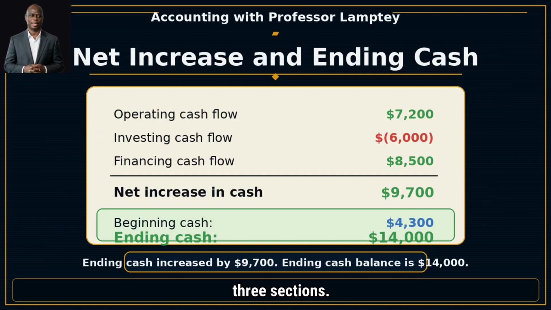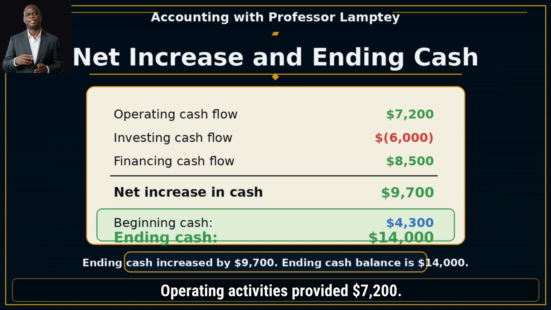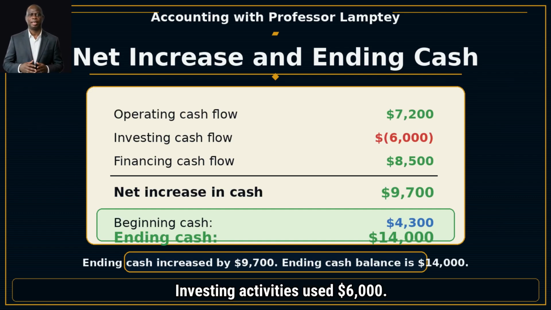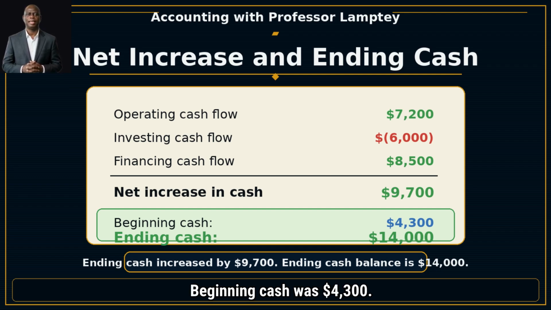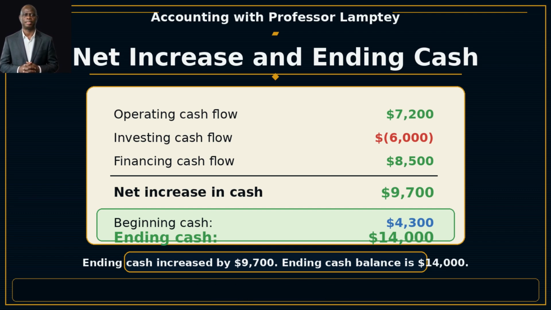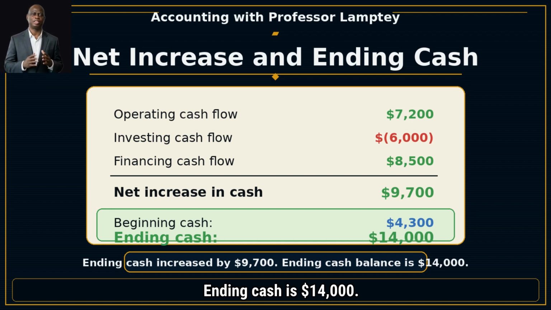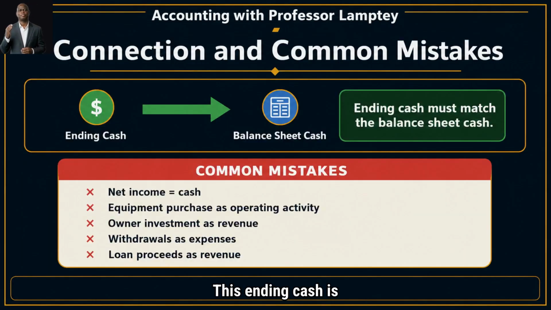Now let's combine the three sections. Operating activities provided $7,200. Investing activities used $6,000. Financing activities provided $8,500. So the net increase in cash is $7,200 minus $6,000 plus $8,500 equals $9,700. Now we add the beginning cash balance. Beginning cash was $4,300. Net increase in cash was $9,700. Ending cash is $14,000.